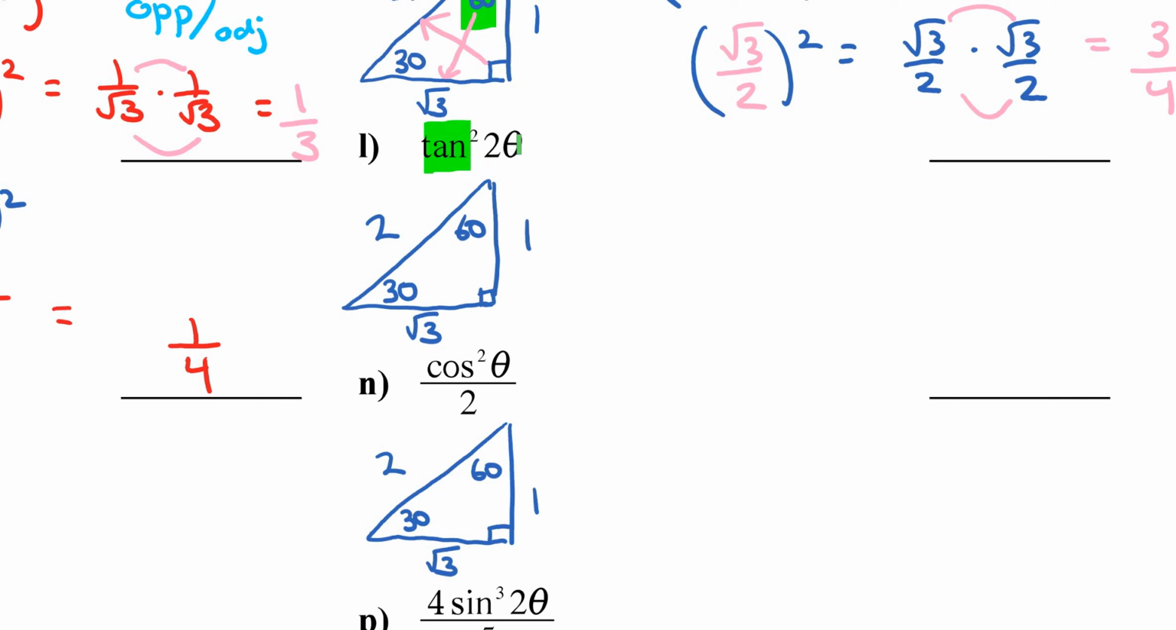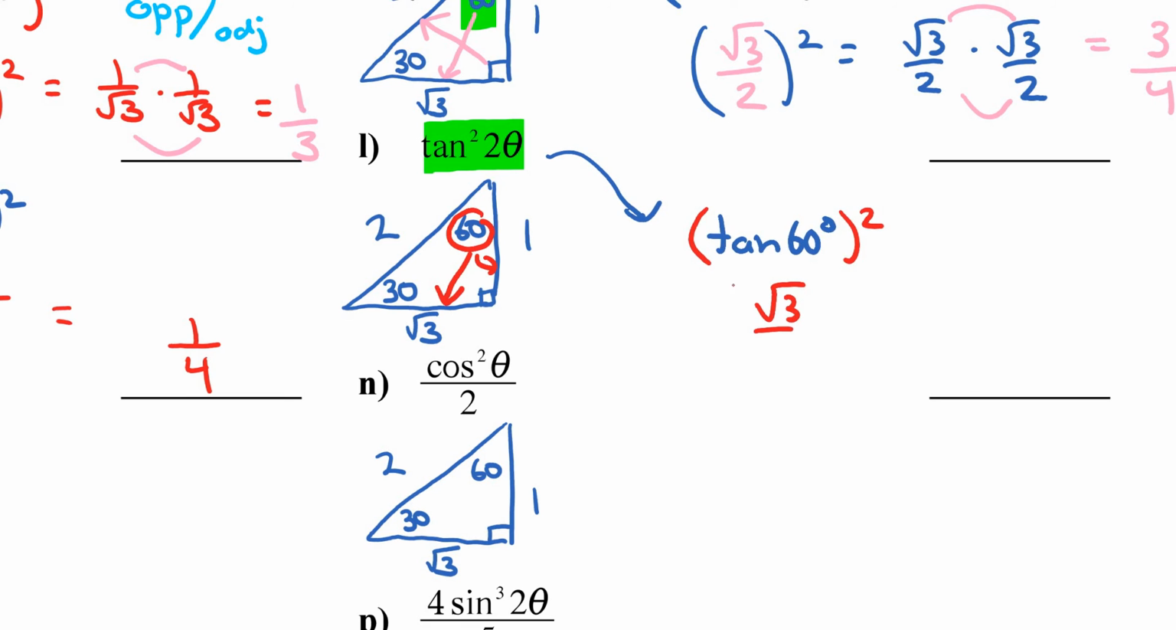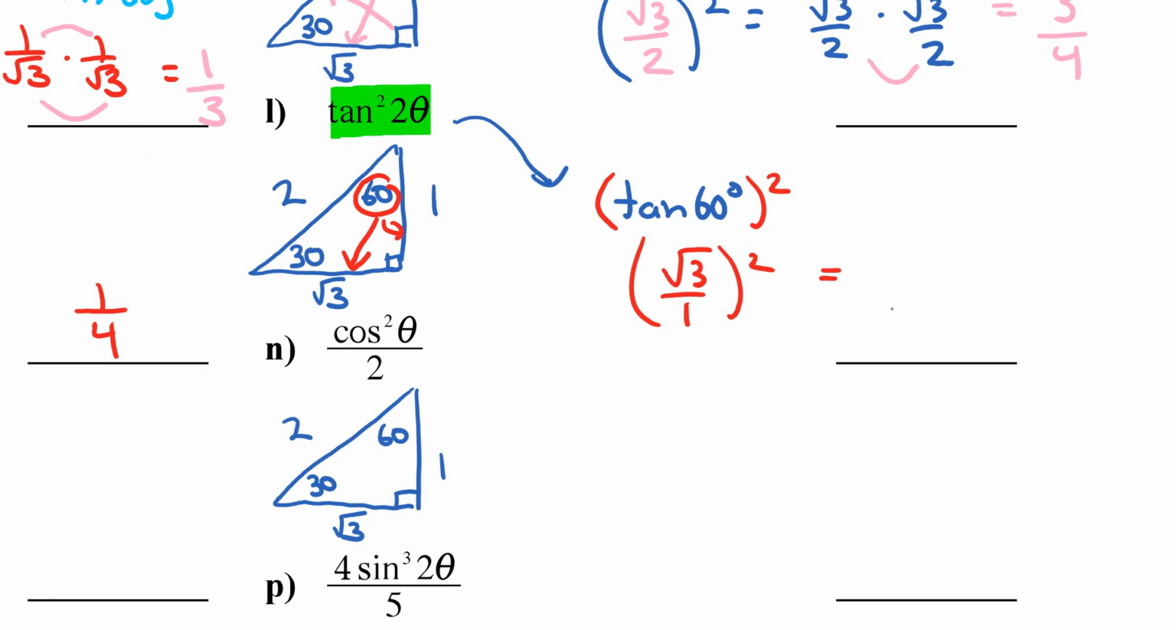Next one, I have tan squared of 2 theta. So that's the same thing as tan of 60 degrees, all raised to the power of 2. All right, so where's the 60 degrees? It's right there. The opposite is root 3, and the adjacent is 1. So this is going to be root 3 over 1, all to the power of 2. And if you expand this, this is the same thing as root 3 times root 3, and the same radical times the same radical is just the inside number, which is just 3 there. So 3 is my final answer for L.